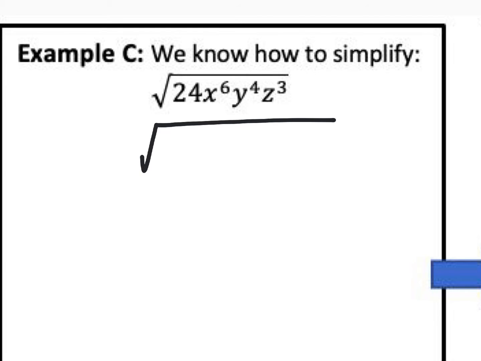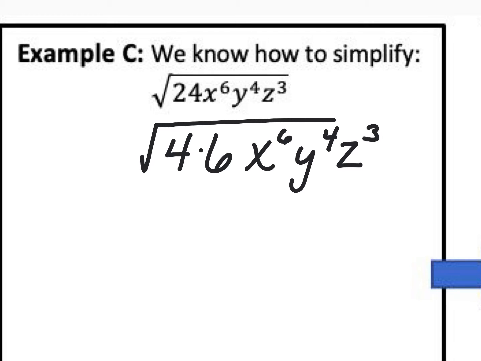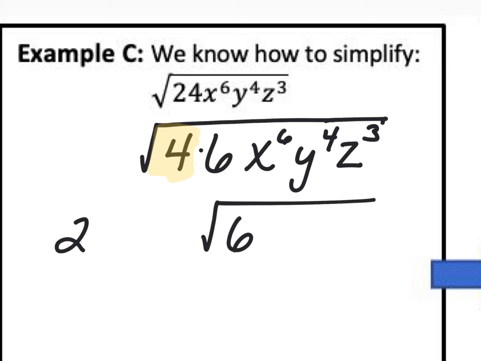I'm thinking the biggest perfect square that goes into that would be 4, and 24 is 4 times 6. So I'll just recopy this part. There's a couple ways you can think through the variables. I'm going to model what I think is the quickest way. If you're struggling, I can show you some more scenarios in class. So square root of 4 is 2. Square root of 6 is irrational. That stays beneath the radical sign.